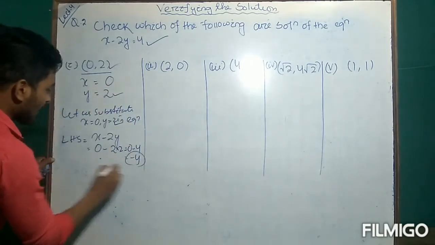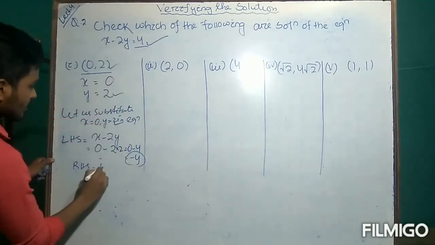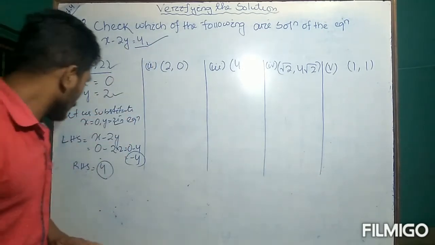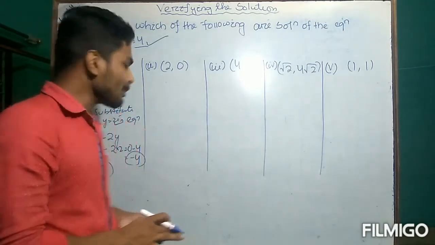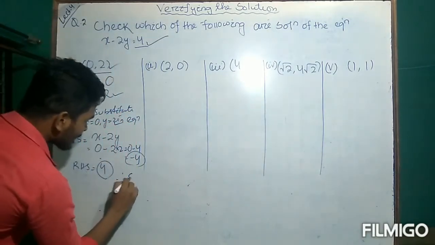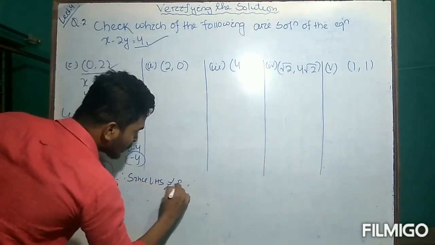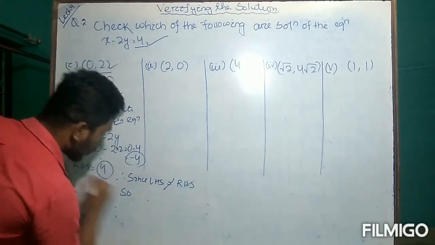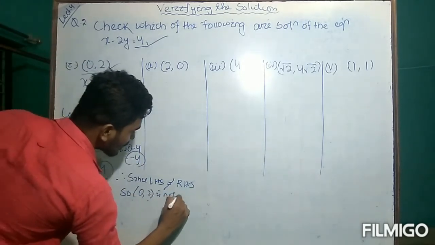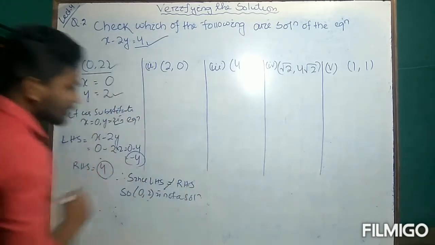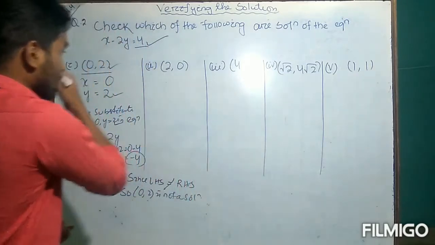So here LHS is minus 4 now. Look at RHS. Here RHS is 4. So are the values of LHS and RHS equal? No, they are not equal. Since LHS is not equal to RHS, 0, 2 is not a solution. Clear? Coming to the next pair of solution.